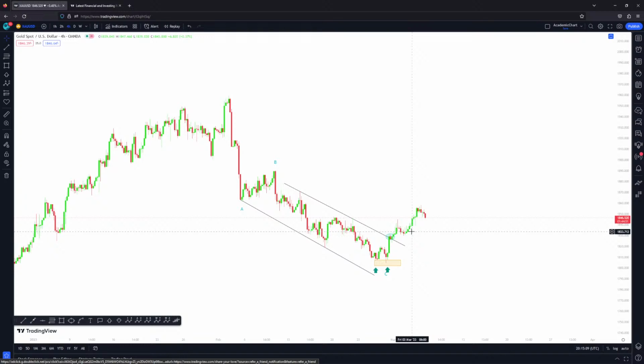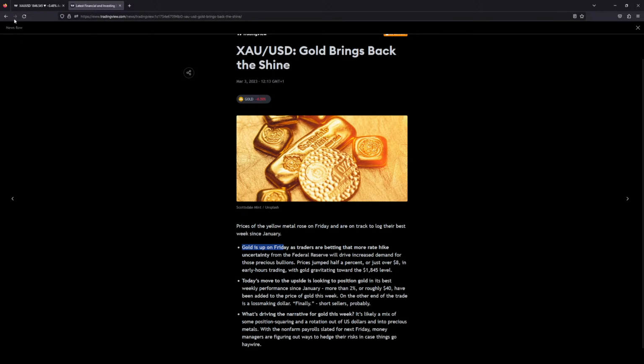But now I'm saying that this news is compatible with the whole trend, the main trend, which is the uptrend, in my perspective at least. So I think that is enough for gold. Let's jump into the last news.